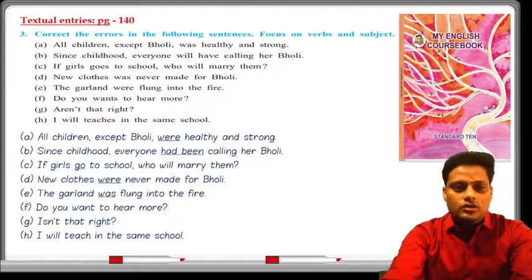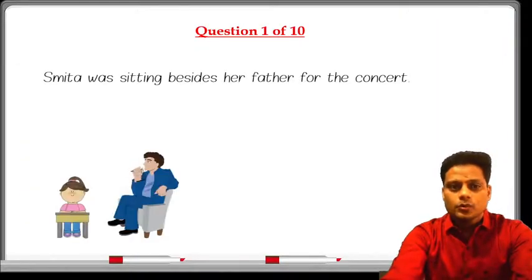I have no doubt that you got all of them right. You can pause the video here. Allow me to go to our exercise now. There will be 10 sentences and please leave your score whether you got all of them right. Okay. First one then. Here is the first one. Smita was sitting beside her father for the concert. Well, it's even better if I don't read the questions or not. From the next one, I won't read the question. I hope you are ready.